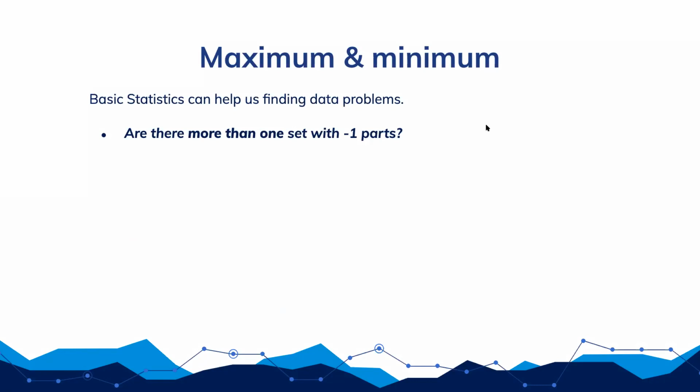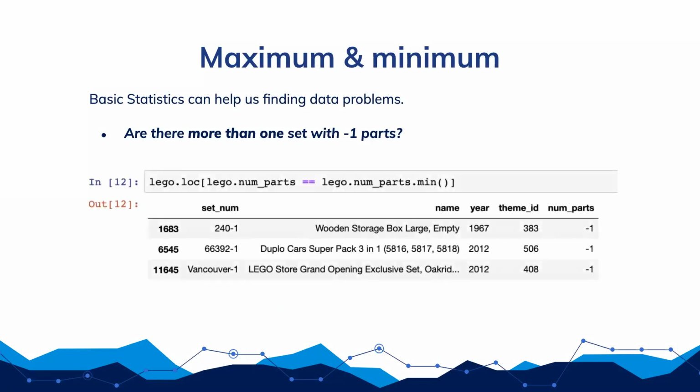So, okay, is there more than one set with -1 parts? Because you really don't want that to be kept in your data set. You've learned some pandas today, so you can use something like this to just see the part of the data frame that has -1 parts, and if you want, just delete them or try to find out why this is like this. Maybe this was just missing data that you need to fill with something. I don't know. It depends on the use case you're looking at.